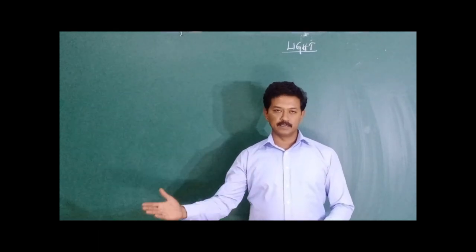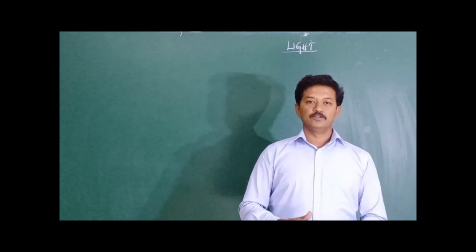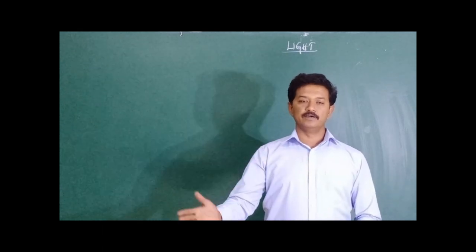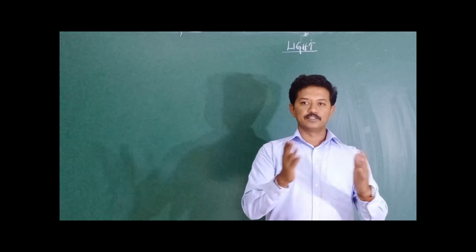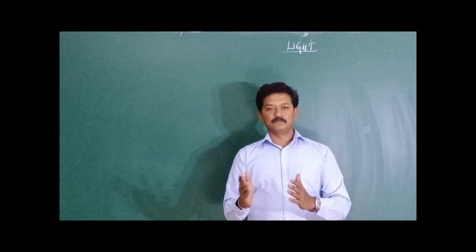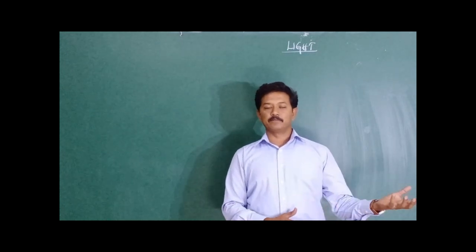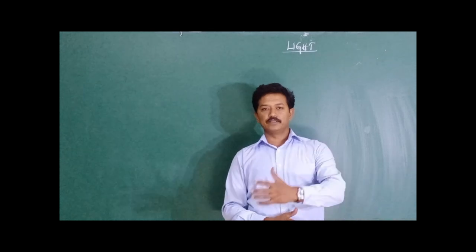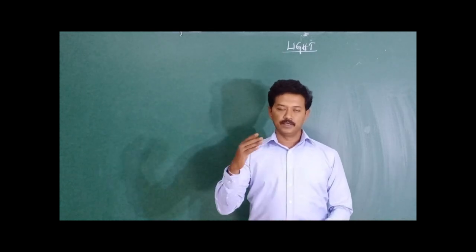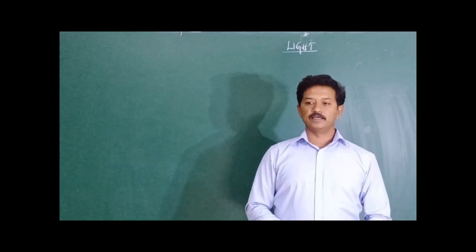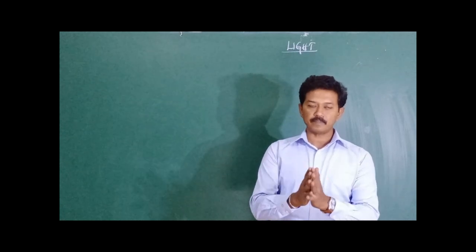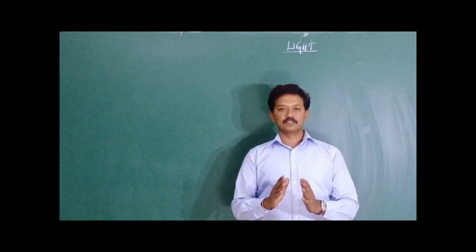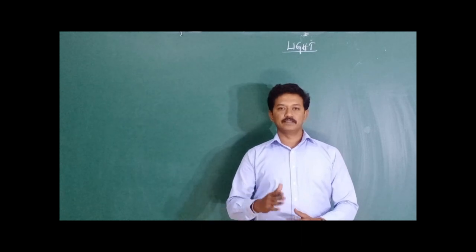So next comes the last chapter, that is human eye and colorful world. So it's also a reflection of light. Some properties of light are also followed in that particular chapter, that is human eye and colorful world. So then we'll go with the concept today. We'll be starting with light.